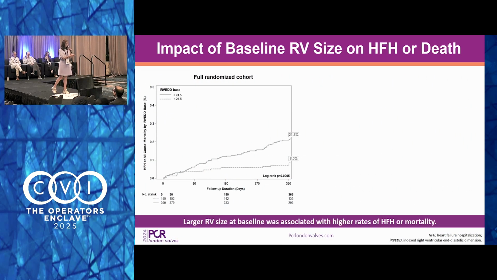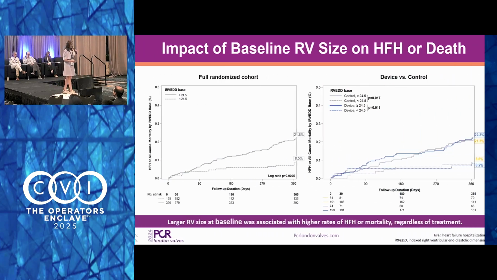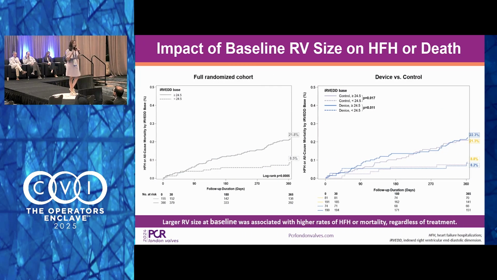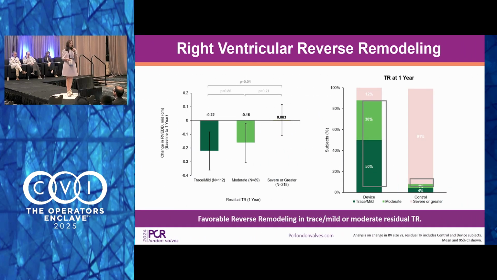And this is the data from TRILUMINATE, from our data that we presented at London Valves, that if we have baseline RV size dilated at baseline, they are associated with higher rates of heart failure hospitalization and mortality, irrespective of whether they get a TriClip. So these patients are sick. And when we do a TriClip, we actually get RV reverse remodeling.